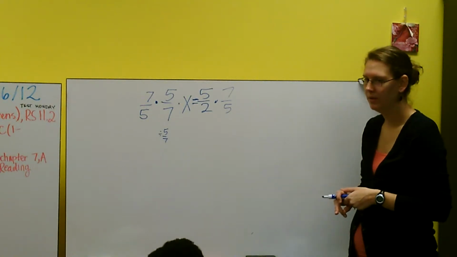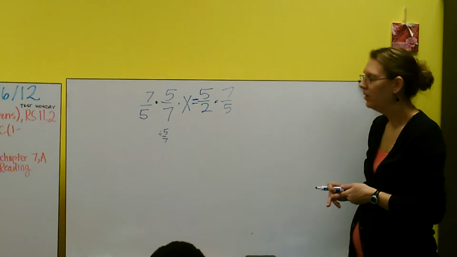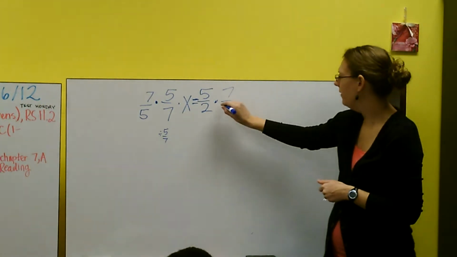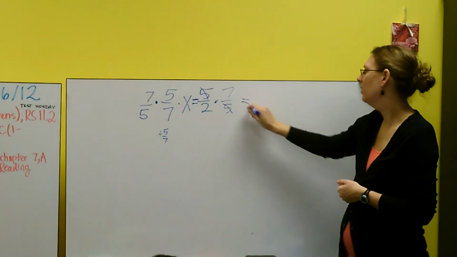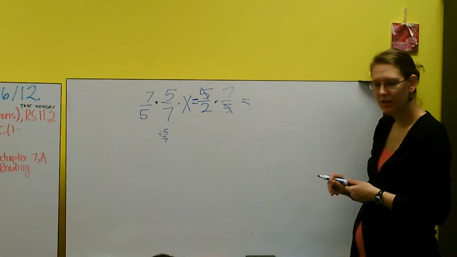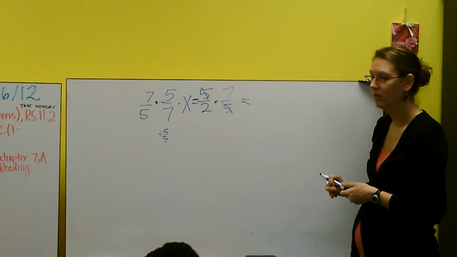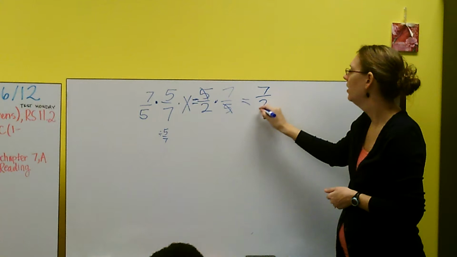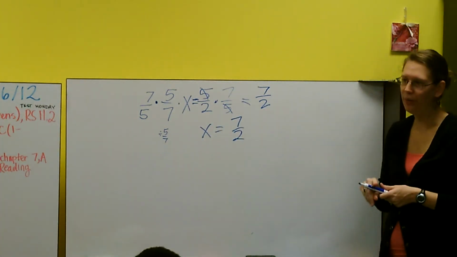All right, Damon, help me out. Put the paper down, please. What do you want me to do? Cancel 5 and 5, and they'll become 1. So my answer is? 7 over 2. So my x is 7 over 2.